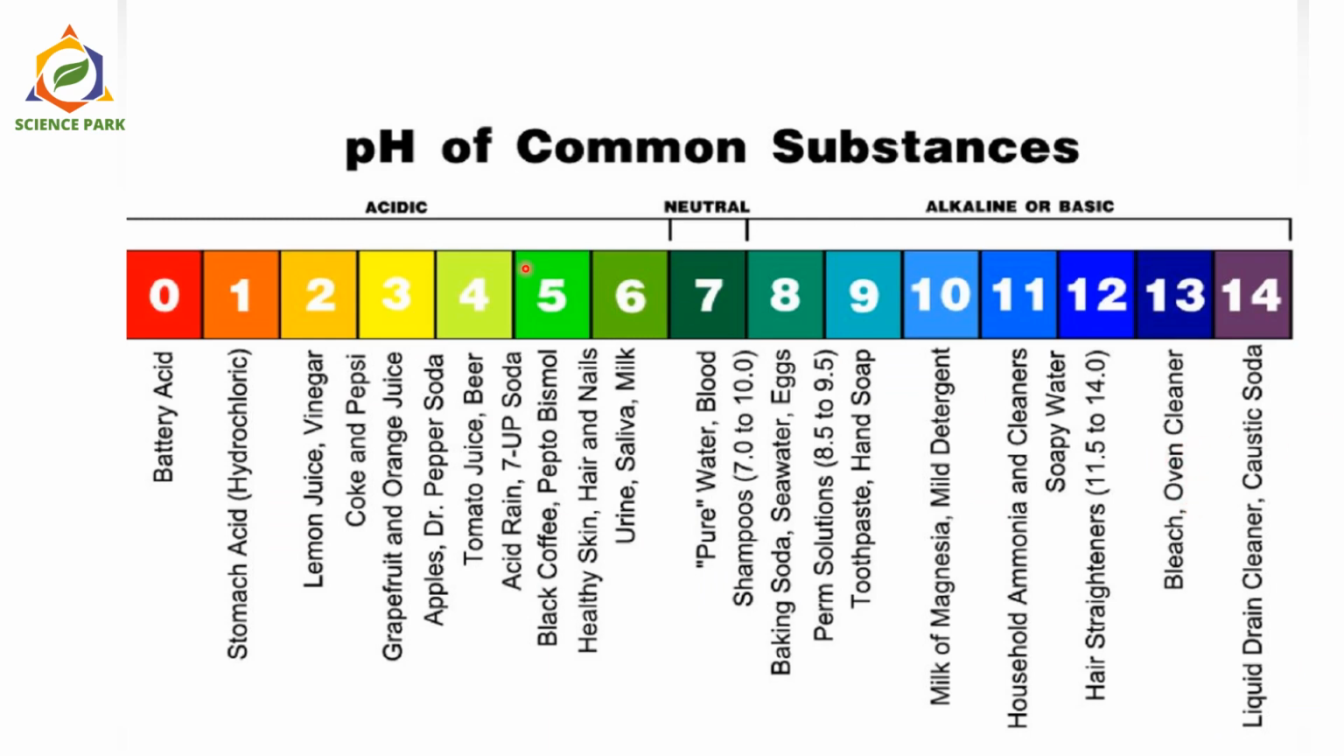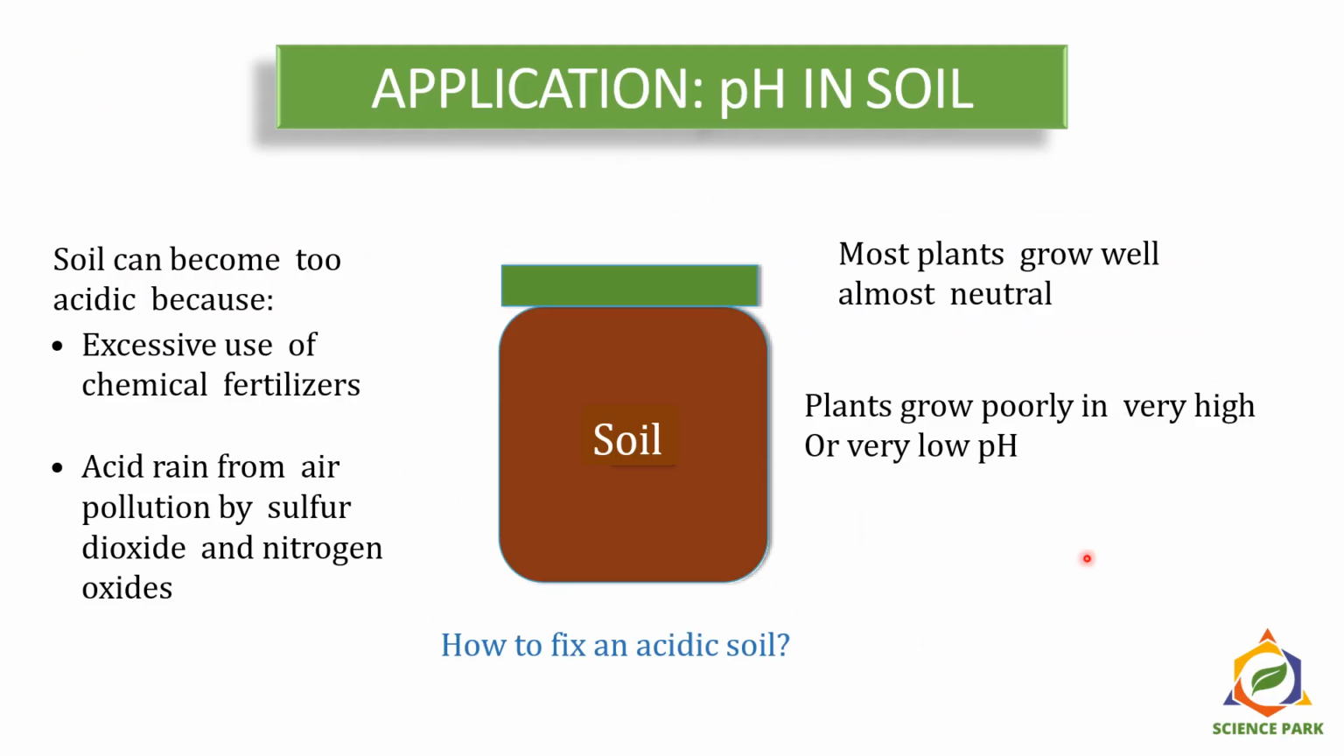So I have listed here some of the pH values of common substances that we use in our daily chores. When you are experimenting on substances around you, you can recheck your answer with this table. Now let's see where we use pH. In most industries or research laboratories, the first thing that we check is the pH. So I have taken the example application of pH in soil because it is very important.